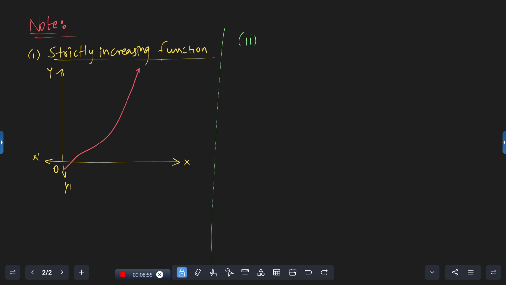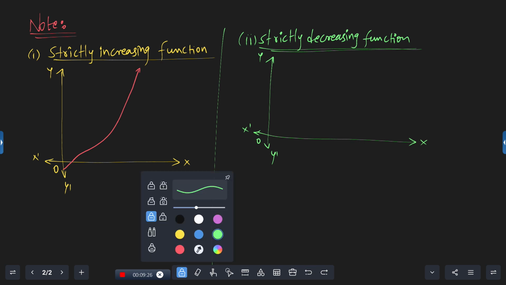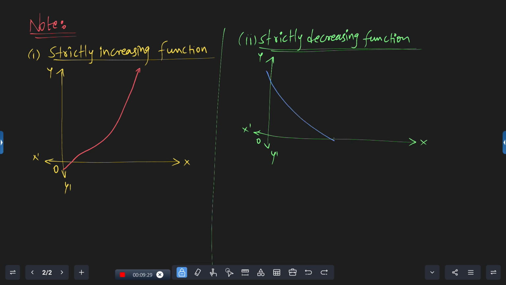And the second one, strictly decreasing function. When you take a strictly decreasing function, let's draw the x-axis, y-axis. This is my x dash, y dash, origin O. Suppose the curve will be coming from here. I will take another color. Suppose the curve is coming from there. It keeps on going downward. It is decreasing, strictly decreasing. From the top it is coming down.